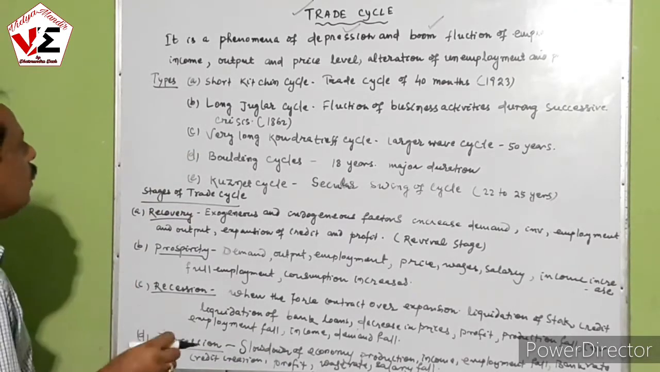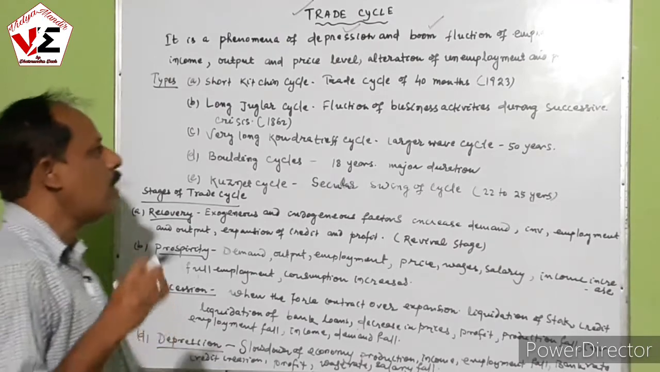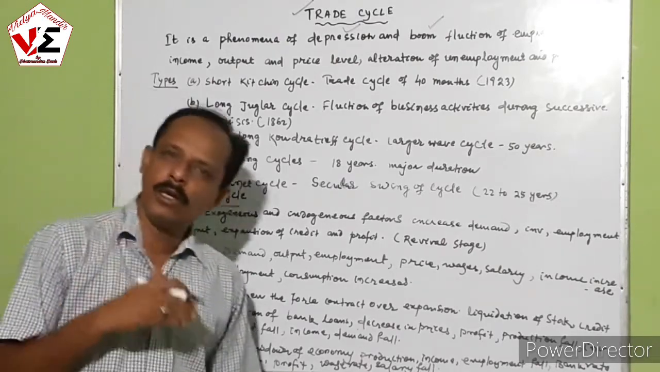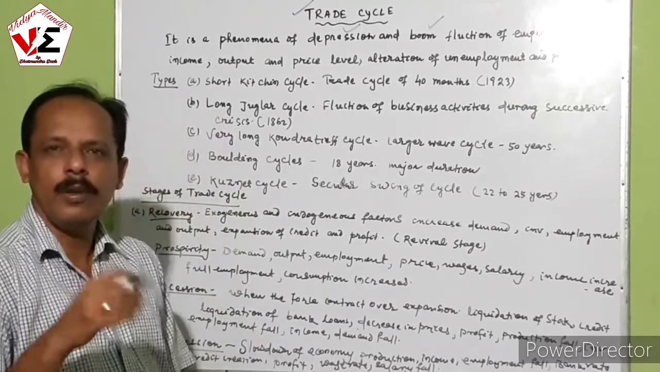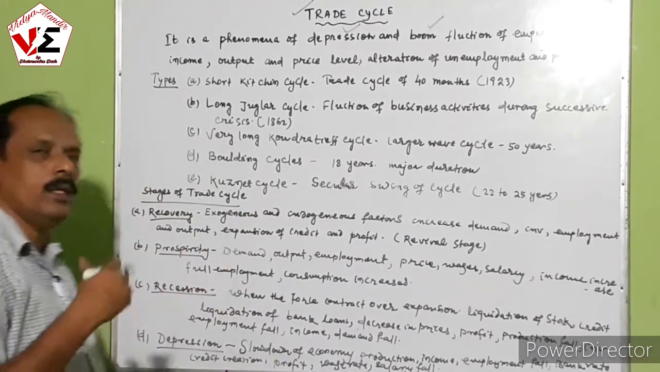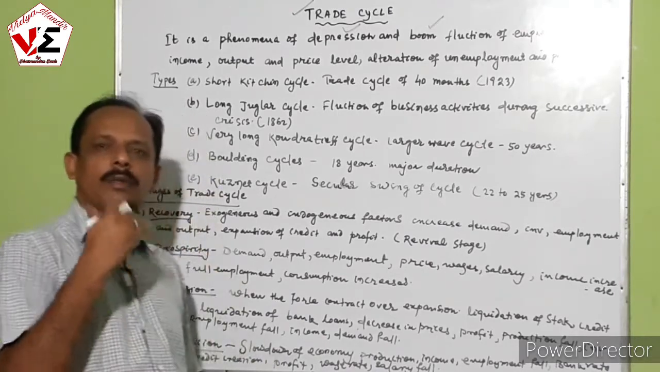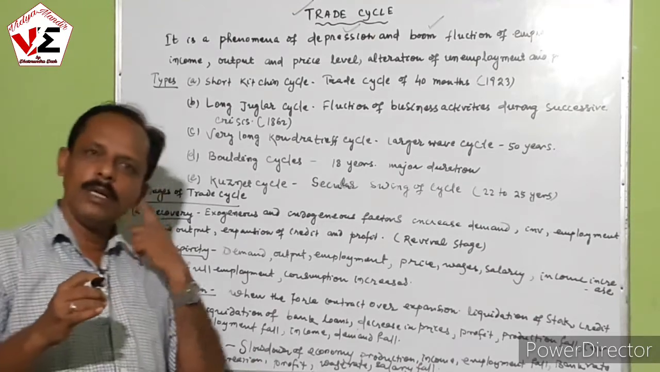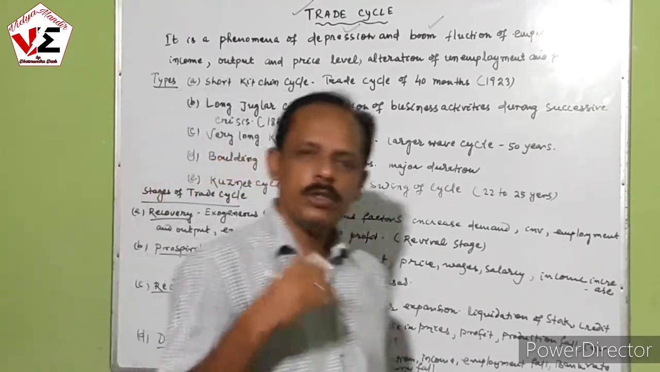Due to changes in income, output, price level, and alteration of unemployment and prices. There's a rise in price level, a fall in price level. There is full employment, underemployment. There is an increase in output, increase in income, and a fall in income, fall in output. Those are the various phenomena, the various features of trade cycle.